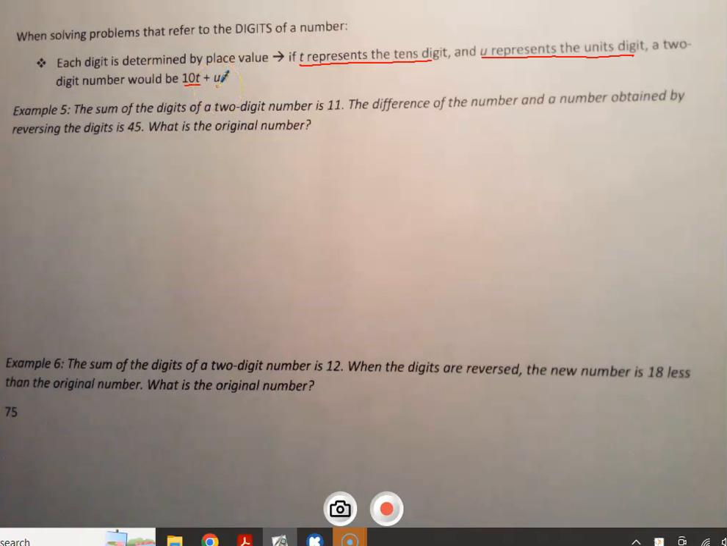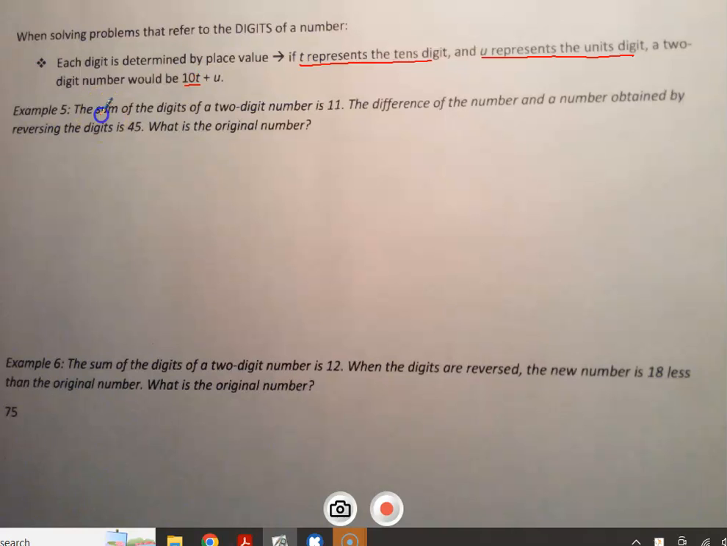So we're going to look at this because that seems a little wonky, right? But if we just want the digits, we're going to just use t and u. If we want the number itself, we would use the 10t plus u. So let's look at that in example 5.